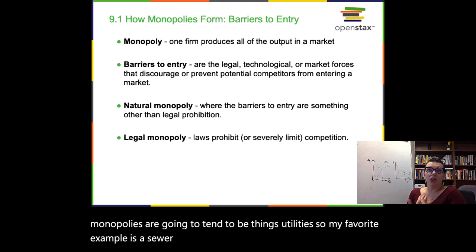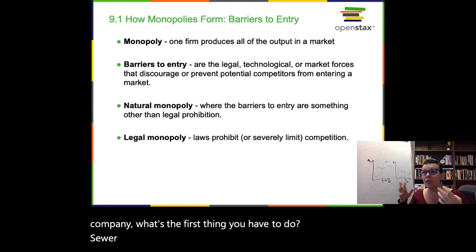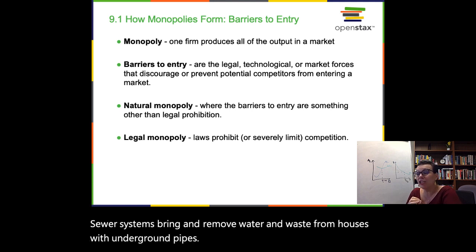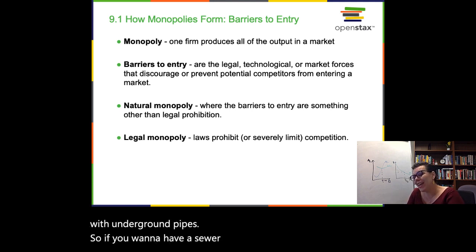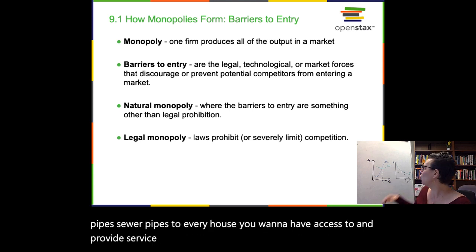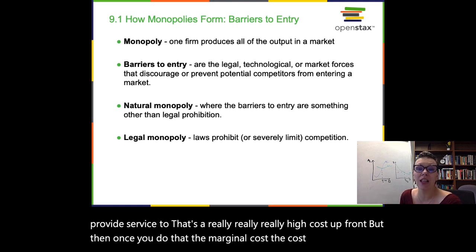If you want to start a sewer company, what's the first thing you have to do? Well, sewer systems bring and remove water and waste from houses with underground pipes. So if you want to have a sewer system, you have to go in and lay pipes, sewer pipes, to every house you want to have access to and provide service to. That's a really, really, really high cost up front. But then once you do that, the marginal cost, the cost per unit of providing that service, is relatively low.